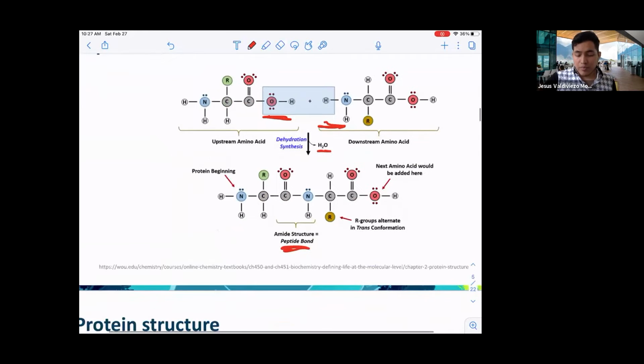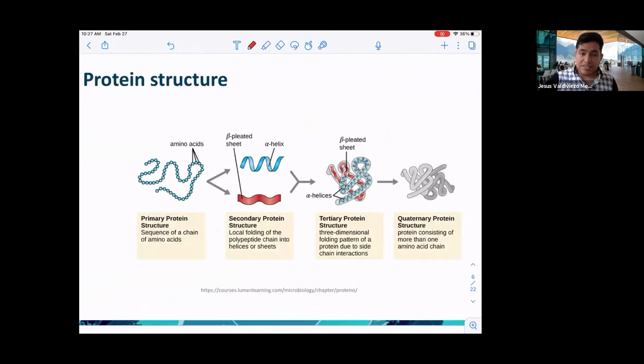And this is the general protein structure. It's divided into four: primary, secondary, tertiary, and quaternary. Primary refers only to the sequence of amino acids. So as you can imagine, depending on the sequence that we have for a particular protein, they're going to have a different behavior.